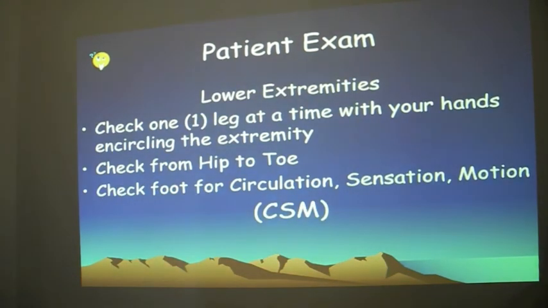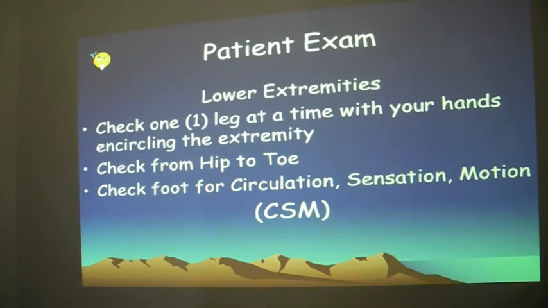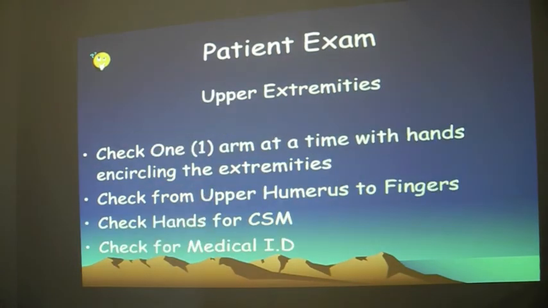Lower extremities: you're going to move down one leg at a time with your hands encircling the extremity, starting at the top of the thigh. We're checking for stability. So we push and pull against our hands, moving down the leg, asking them the whole time, do you feel any pain? When you get down to their feet, you ask them to check the CSM. Wiggle your toes for me. Do you feel me touch your toes? Push against my hand. Pull against my hand with your feet.